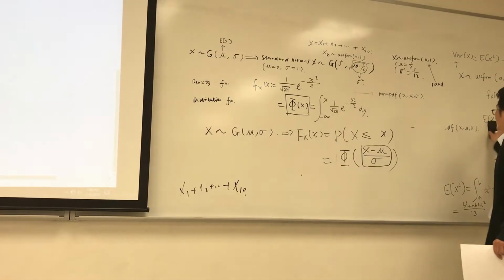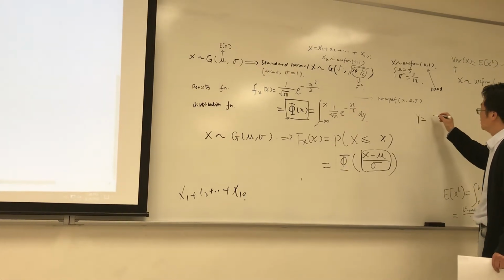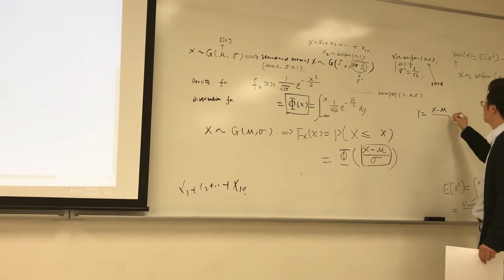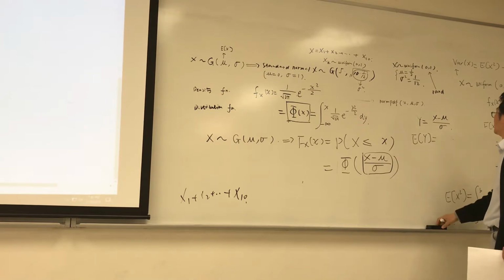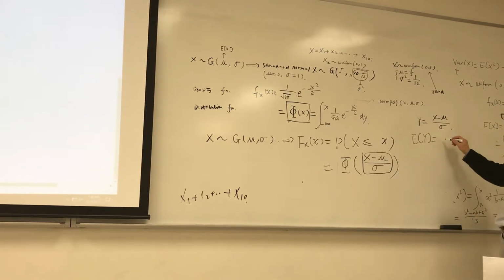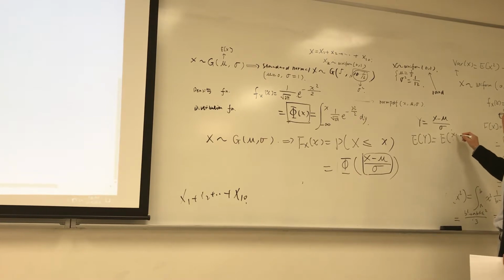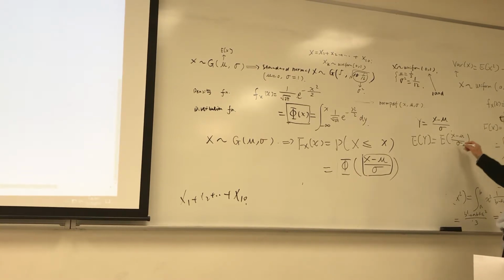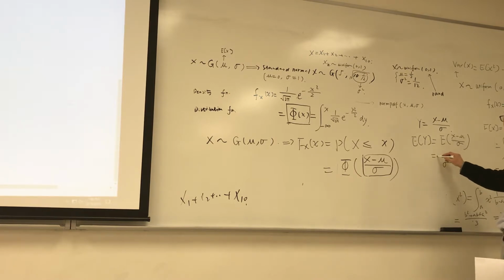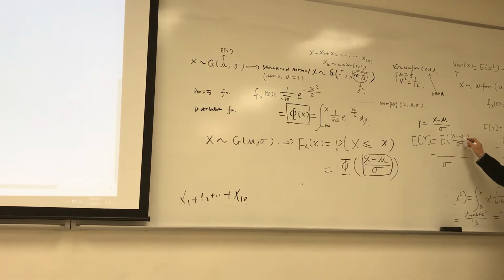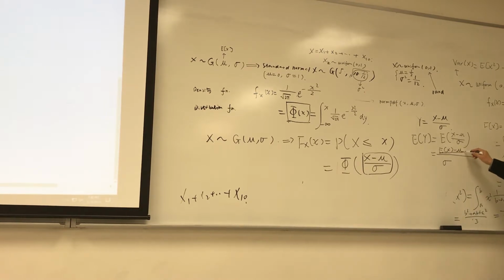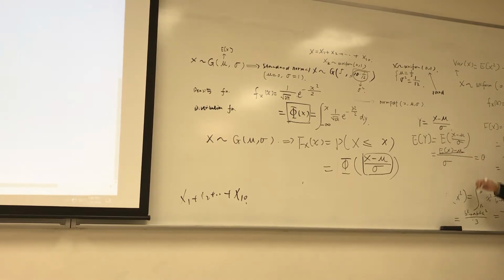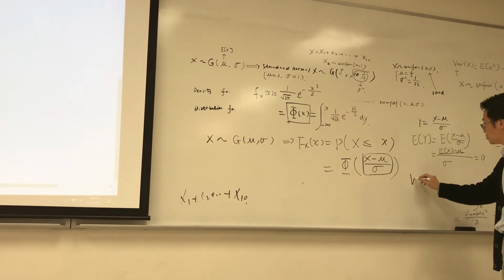It's easy to see here, if we say y equals x minus mu over sigma, then E of y equals E of x minus mu over sigma. Sigma can be taken out, and then E of x minus mu. Mu is a constant, and the mean of a constant is still the constant. So E of x minus mu is 0, since E of x is mu.